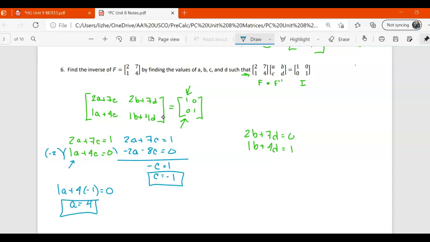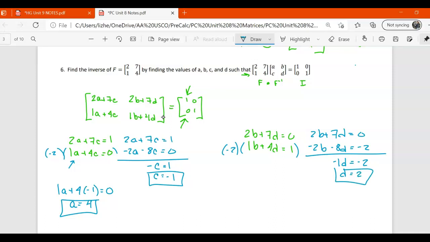All right, now over here, I'll multiply this equation by a -2. And so I have 2B plus 7D equals 0. Here I have -2B minus 8D equals -2. Add those up, the B's cancel. 7 minus 8 is a -1. -D equals -2, so therefore D is 2. And then I need to find B, so I'm going to plug that in. So B plus 4 times 2 is 1. So B is 1 minus 8, which is a -7.